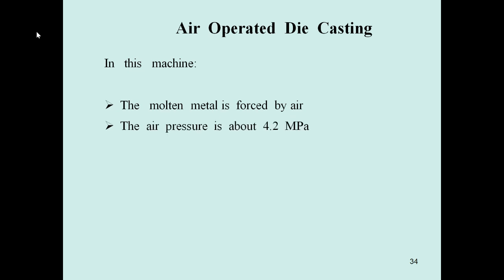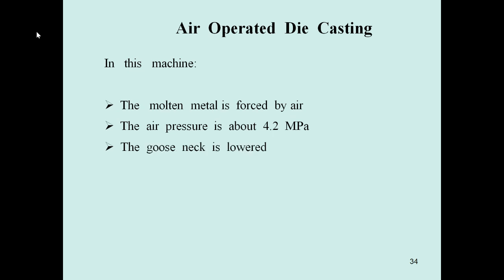Next, air operated die casting. In this machine, the molten metal is forced into a die cavity at a pressure of 4.2 megapascals. In the previous hot chamber die casting, the pressure is about 14 megapascals, but here the molten metal is forced into the die cavity at a pressure of 4.2 megapascals.